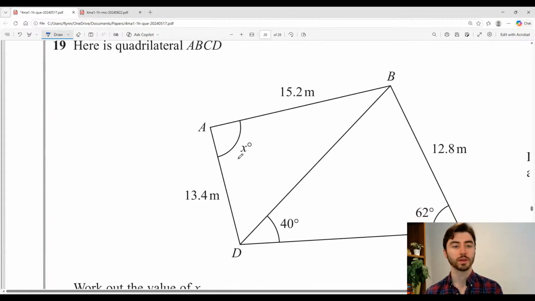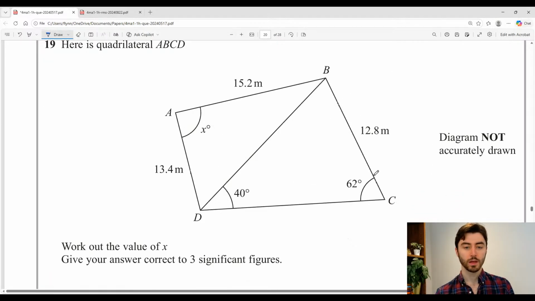Okay, moving on to question 19. Work out the value of x. Okay, so this looks like my triangles. So this is going to be my sine rule, cosine rule, area of any triangle part of the paper.